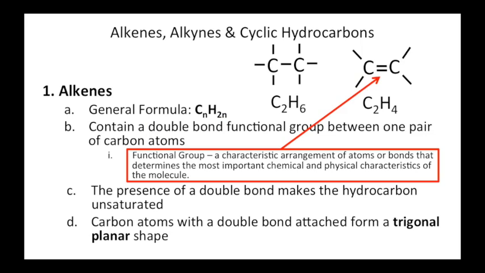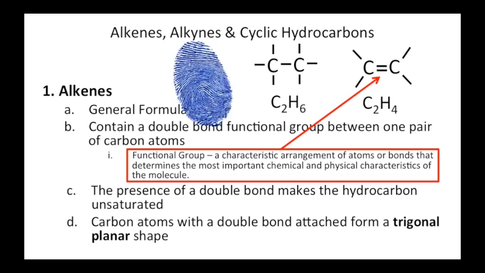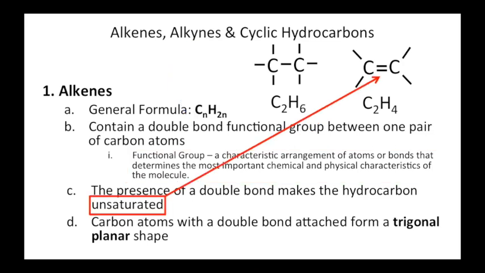Here's what a functional group is. It's a characteristic arrangement of atoms or bonds that determines the most important chemical and physical characteristics of the molecule. So I say it's kind of like the fingerprint. An alkene identifies itself as an alkene as opposed to an alkane that only has single bonds. Okay, double bonds make this compound unsaturated. It is not full of hydrogens.